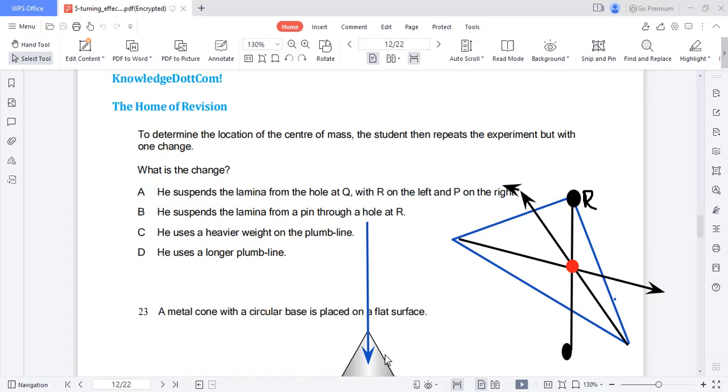What type of change is required? You can change the holes and then you can find the line from every hole. Okay, he uses a longer plumb line. That makes no difference whether it is small or large. It still remains the plumb line. He used a heavier weight on the plumb line. It also makes no difference. It is always downward.